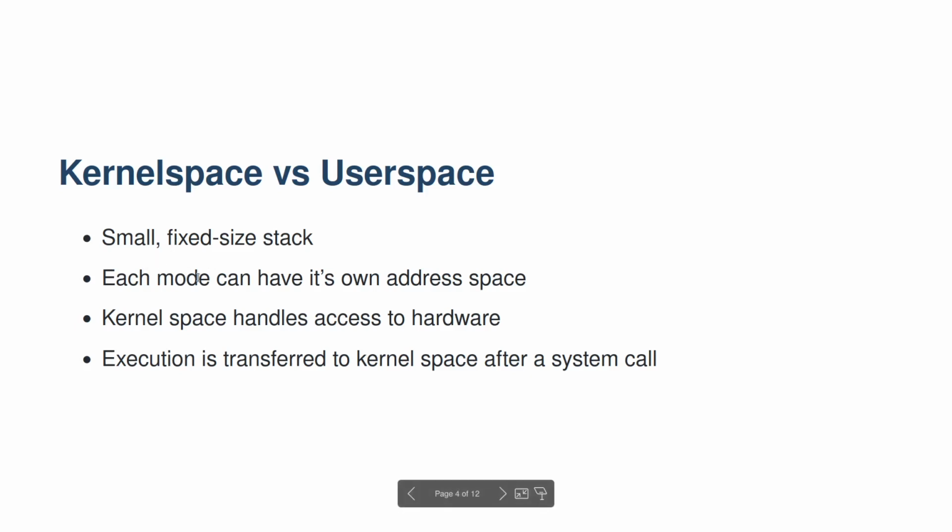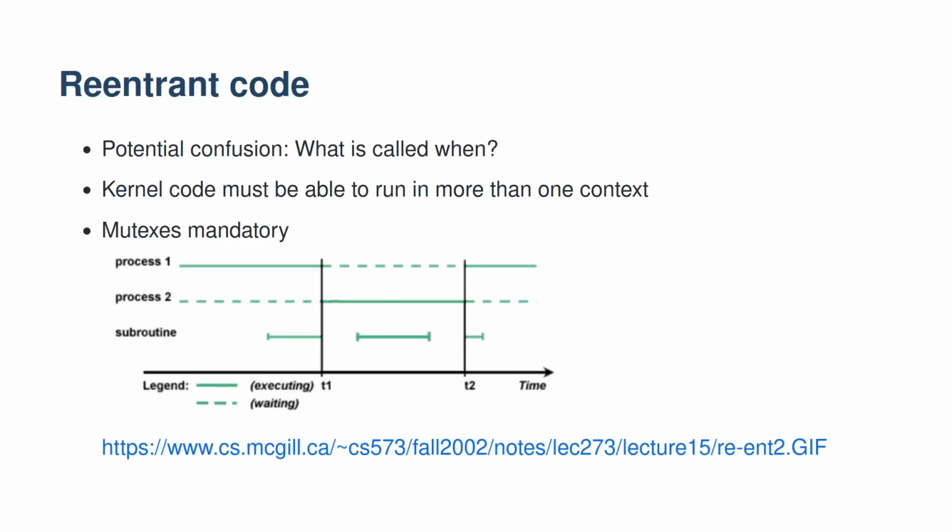And we sort of have our own address space for this kernel mode, where primarily we'll be doing things like accessing the hardware. And as we know, the execution is transferred to the kernel space after a system call or some other sort of interrupt or trap, right? And of course, we have to worry about reentrant code here just by default. That in user space, right?